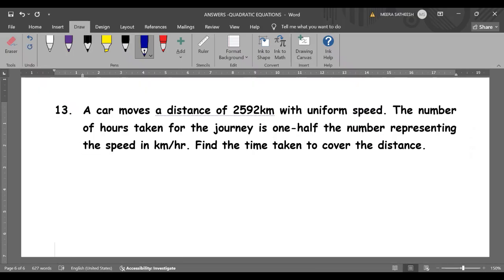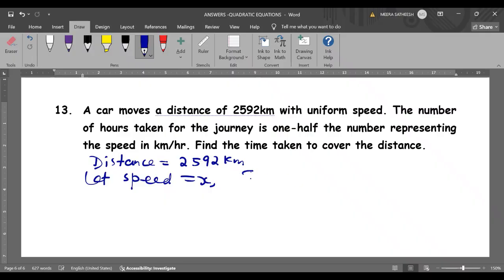A car moves a distance of 2,592 km with uniform speed. Number of hours taken for the journey is 1/2 the number representing the speed in kilometer per hour. Find the time taken. Very simple question. So distance given is 2,592 km. Then what's the connection given? Number of hours of the journey is 1/2 the number representing the speed. So let speed equal to x. Then time taken will be 1/2 of the speed, so x by 2.